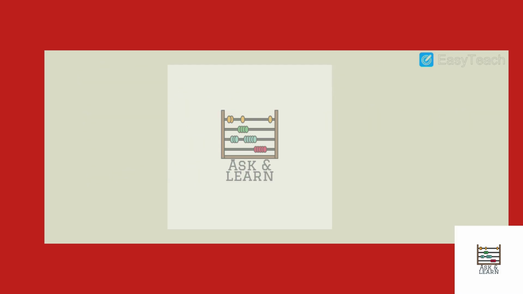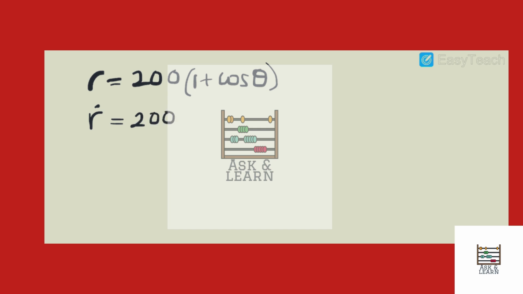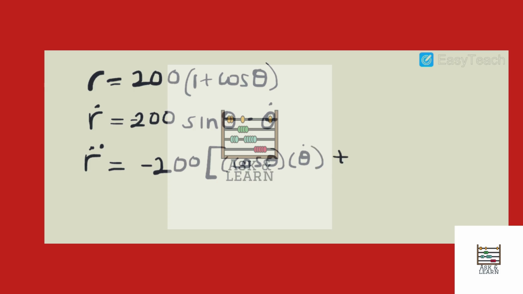So what we're going to do first is calculate the first and second time derivatives of r. So we know that r is equal to 200 times 1 plus cos theta. And we can see that r dot is equal to negative 200 sine theta times theta dot. Then we know that r double dot is equal to negative 200 times the quantity cos theta times theta dot squared plus sine theta times theta double dot.